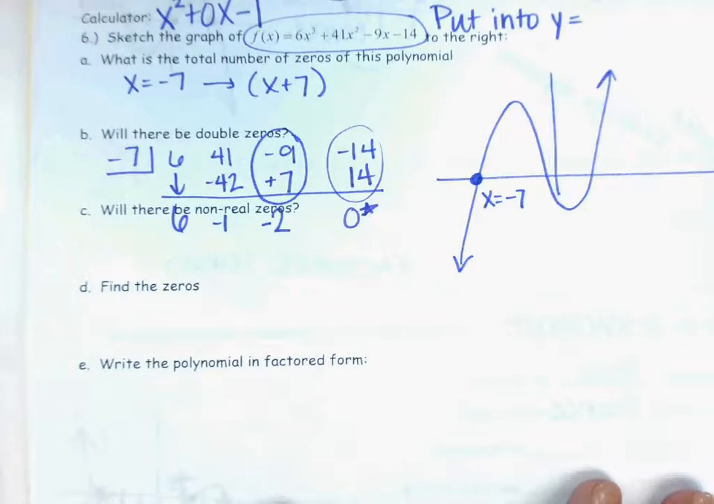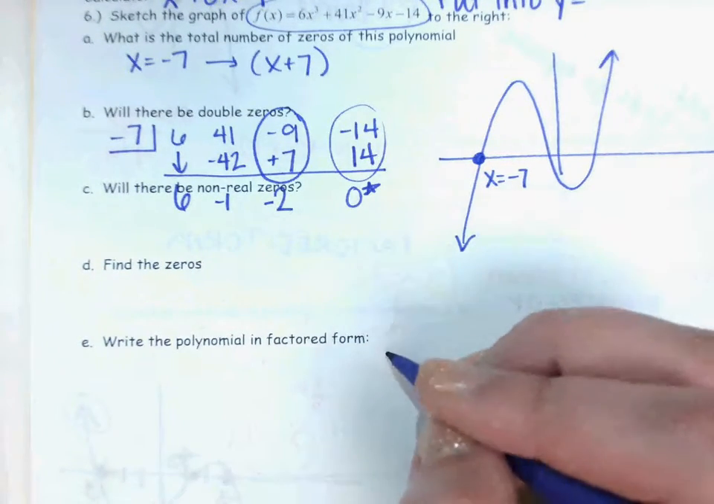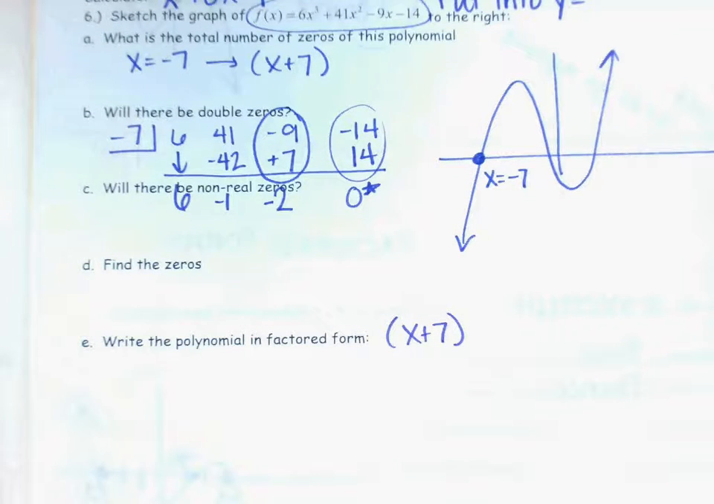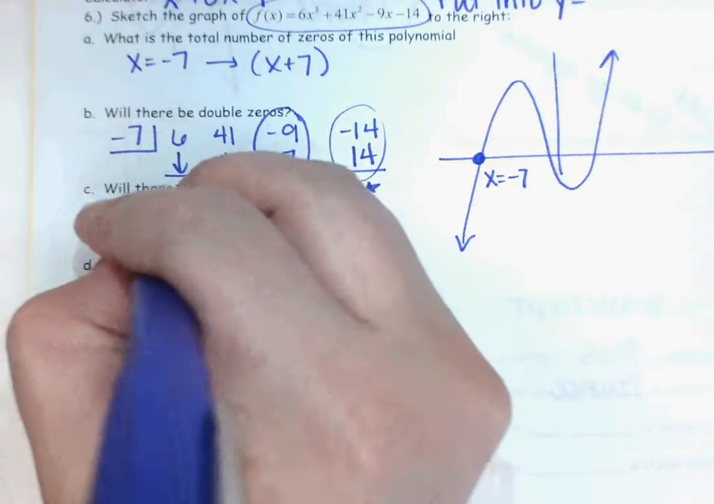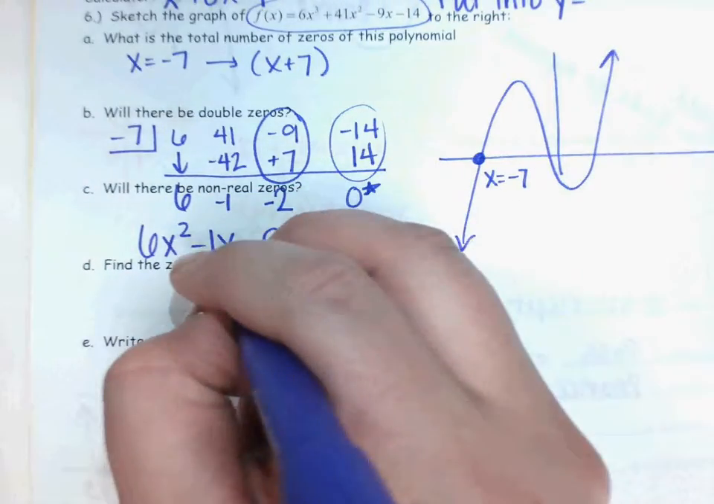So, I know my first factor, down here, see where it says factored form? I'm going to put x plus 7. But I still need to find the other 2. So, when you get to this point, you're going to do a t-chart. So, if this was an x to the 3, my answer is a 6x to the 2 minus 1x minus 2. That I can t-chart.